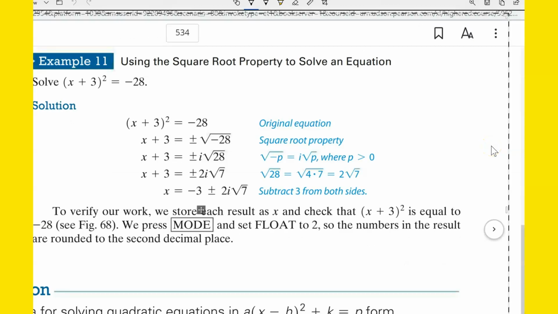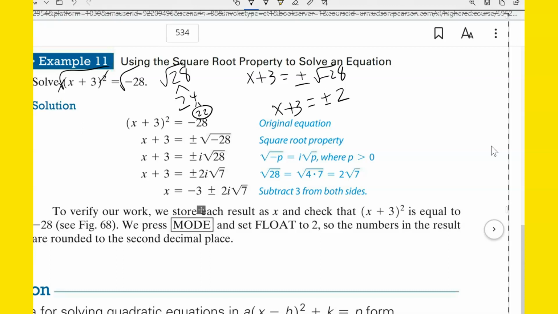All right, we're solving example 11 here. x plus 3 squared equals -28. Get rid of the squared exponent first by taking the square root of both sides. That gives me x plus 3 equals plus or minus the square root of -28. Now let's break that 28 down just as if it was a positive 28. Square root of 28 breaks down to 7 times 4, and the 4 is 2 times 2. So a 2 comes out and the 7 stays underneath. So I've got x plus 3 equals plus or minus 2, don't forget your i, square root 7.